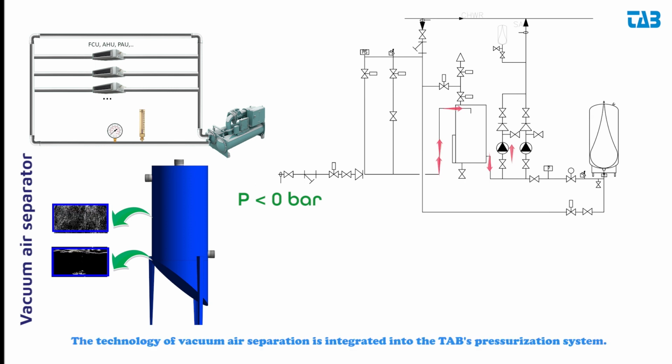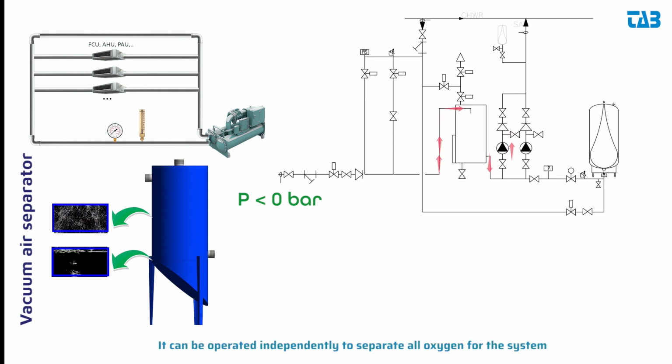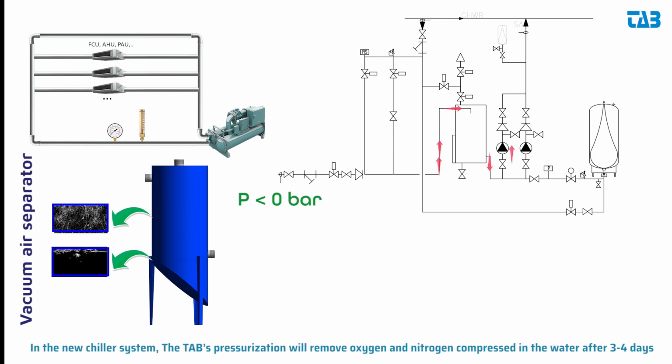The technology of vacuum air separation is integrated into the TB pressurization system. In all functions of the TB pressurization system, including the process of increasing or decreasing pressure and water makeup, water is vacuum air separated continuously. It can be operated independently to separate all oxygen for the system. In a new chiller system, the TB pressure equipment will remove all the oxygen and nitrogen compressed in the water after 3 to 4 days.